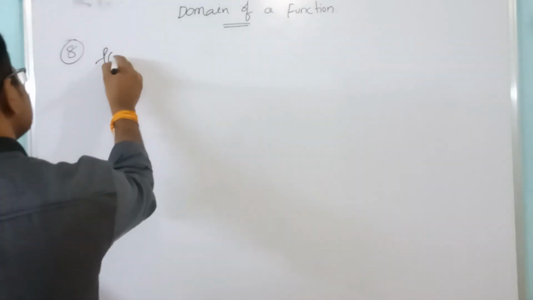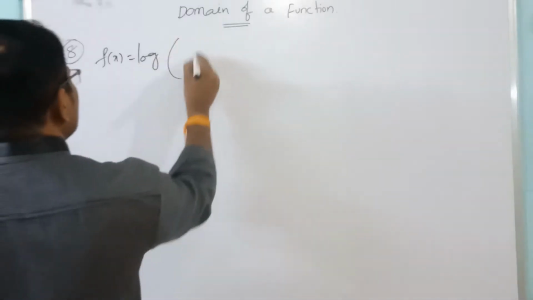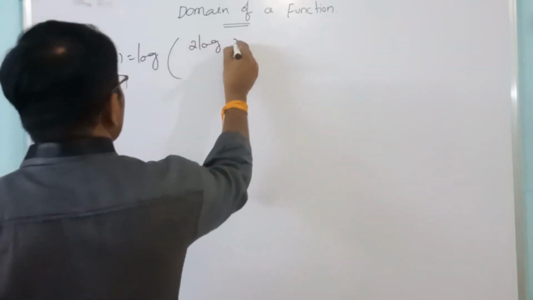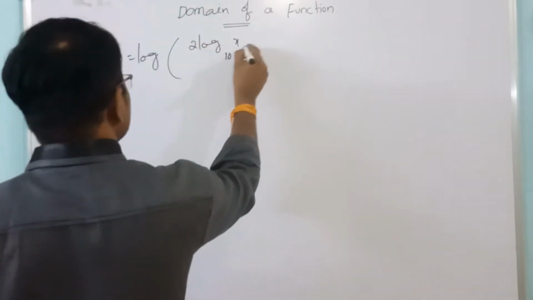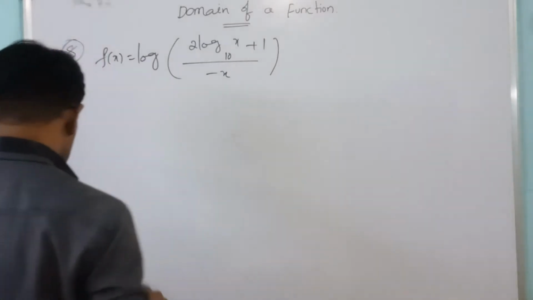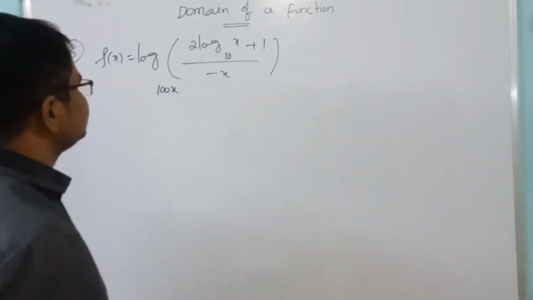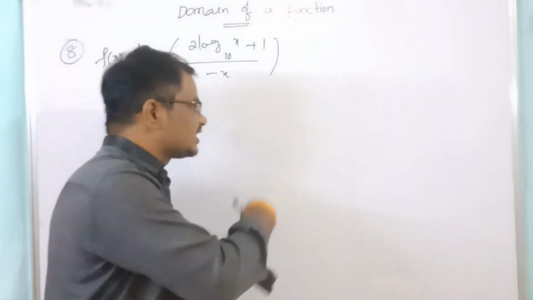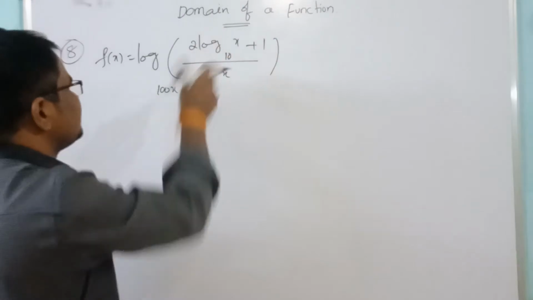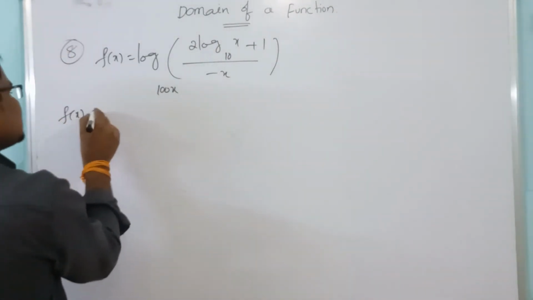F of x equal to log of (2 log x to the base 10 plus 1) divided by (minus x), to the base 100x. Listen carefully. This is also like a previous problem, but the function is different. So here also this function f of x exists.